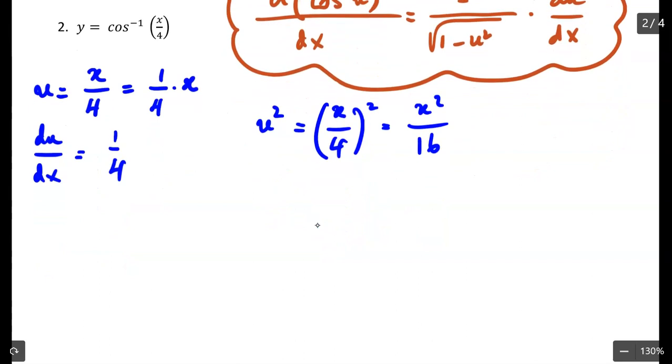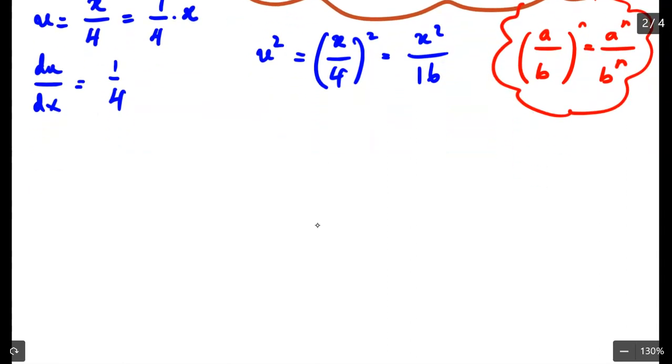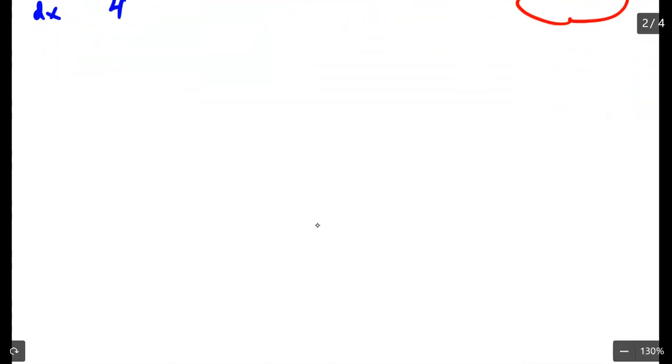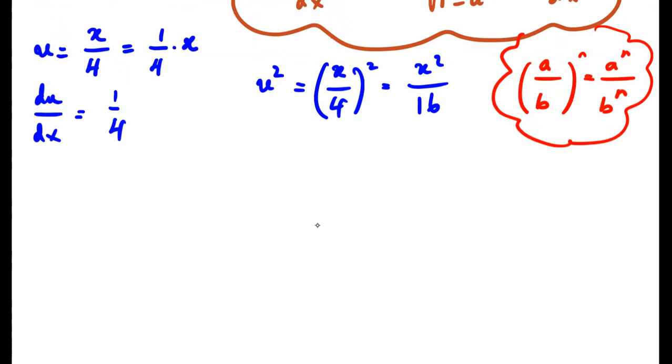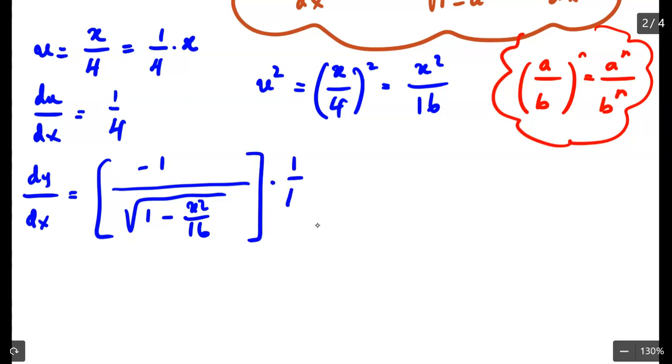Alright, so make sure that you take the fraction to certain exponent. It means that you have to raise each of this to the exponent. Okay, so let's substitute what we found into the formulas. And again, all the tedious stuff is just the algebra part of it. Okay, so I write dy over dx equal to, now I will write minus 1, the whole thing divided by square root of 1 minus x squared over 16. And this whole thing here is multiplied by 1 over 4.